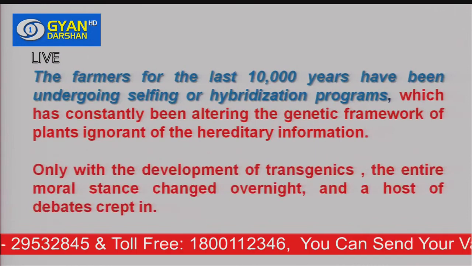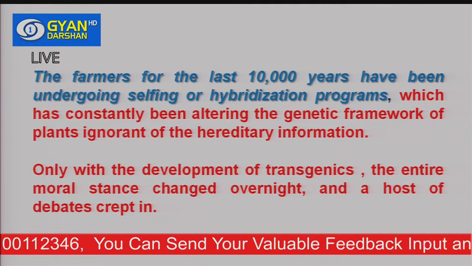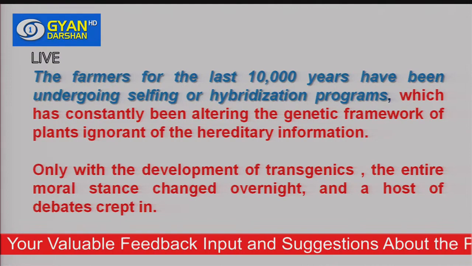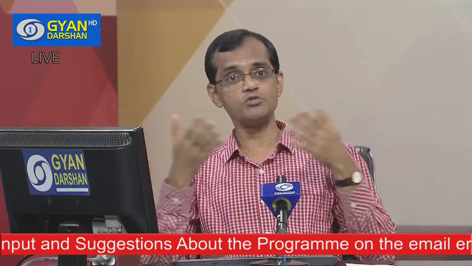Number two, farmers for the last 10,000 years have been undergoing selfing or hybridization programs. In plant breeding, we cross two varieties. But we don't have any controversy with plant breeding or hybridization because you cross two varieties. Here also you are exchanging genes. A superior variety having a superior gene, you are incorporating it into another variety through crossing. But only with the development of a transgenic or genetically modified plant, the entire moral stance changed overnight, and we have a lot of disputes and controversies.